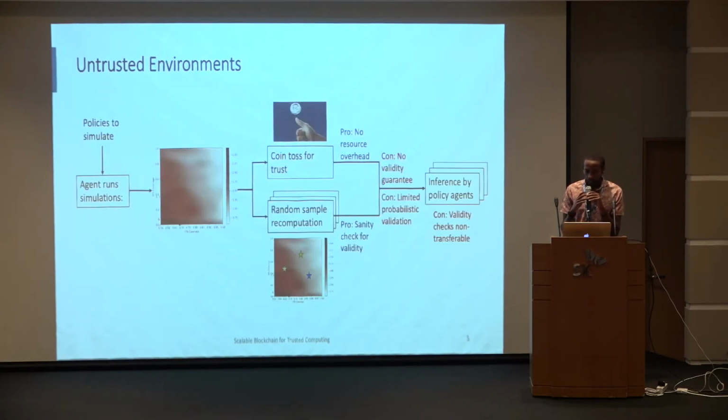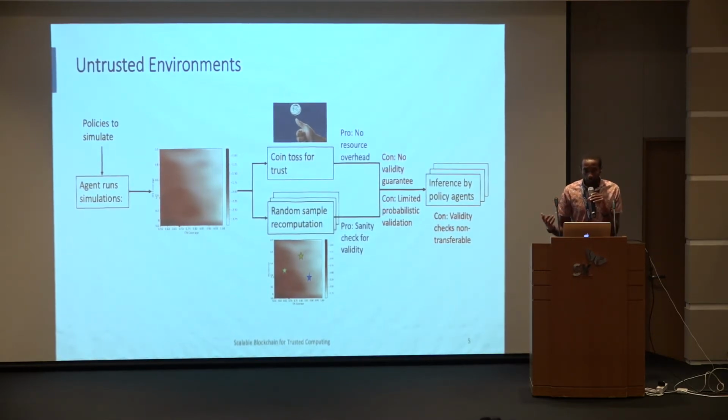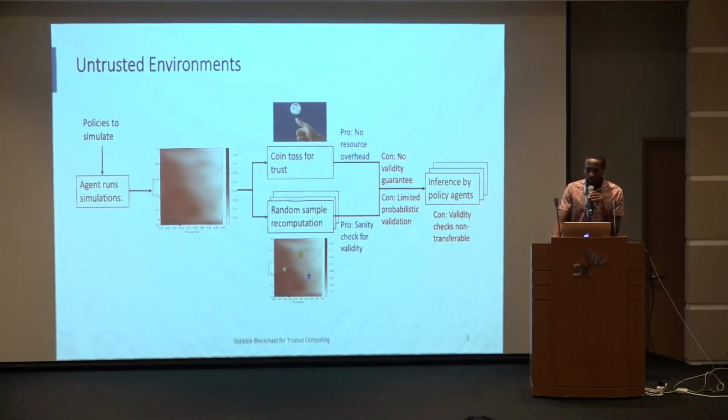scaling. At the moment, what they're doing is the scientists on the ground run the simulations and decide whether to trust a result based on experience. If you're more experienced, you can be trusted to choose. The other approach is random sampling, where they just pick one. It helps them do sanity checks and validation, but it's limited in terms of probabilistic validation, and all these options also have to be inferred by a policy agent. So it's really not transferable to another simulation if need be.